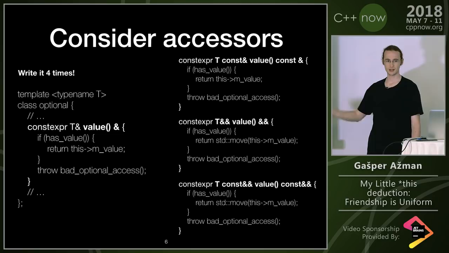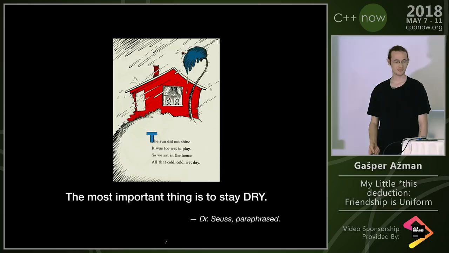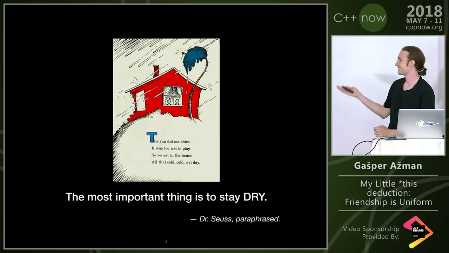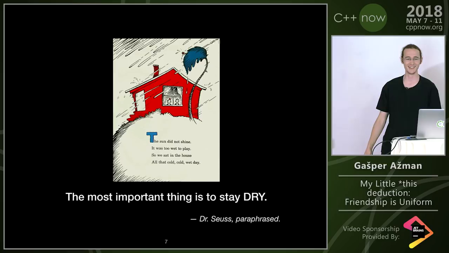So we want to do better, right? And the problem is really this, right? Because, you know, the sun does not shine, and when it's too wet to play, you have to stay in the house all that cold, cold, wet day. And we all know that that is, you know, you're too sad to code, like that's a problem.